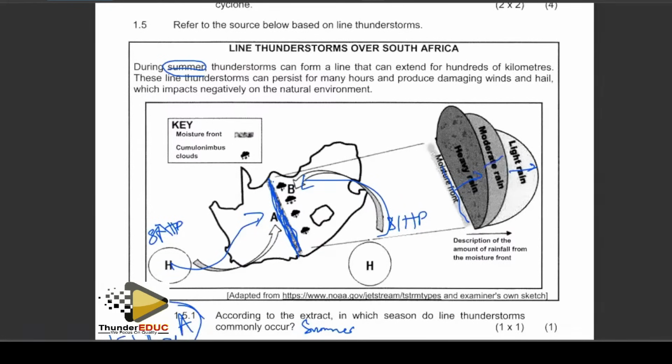The question requires us to give a justification as to why there's heavy rainfall closer to the moisture front. I'll try to explain this by means of a simple illustration so that it becomes clear why there is heavy rainfall just immediately to the east of the moisture front. What will happen when those two air masses meet?